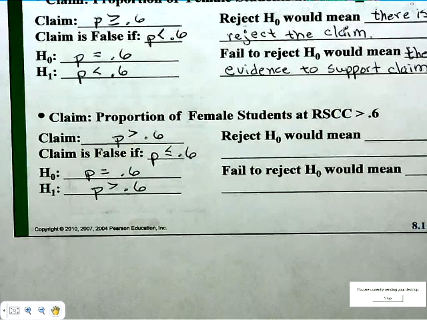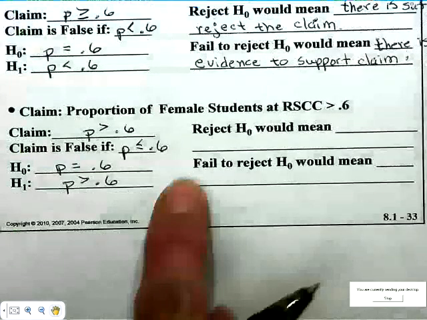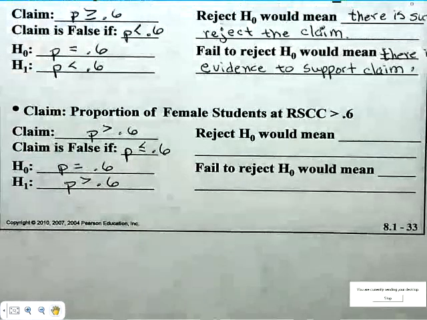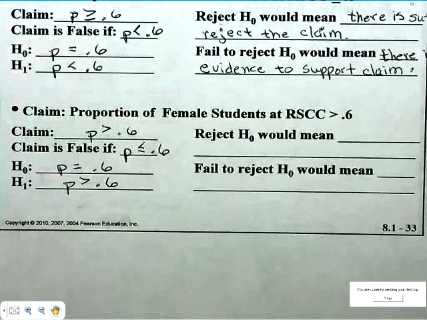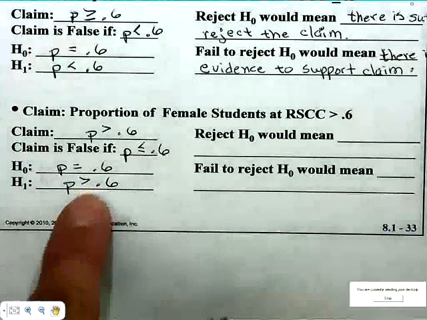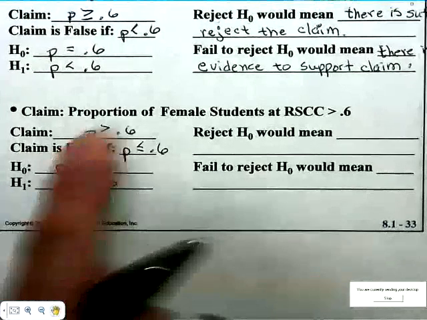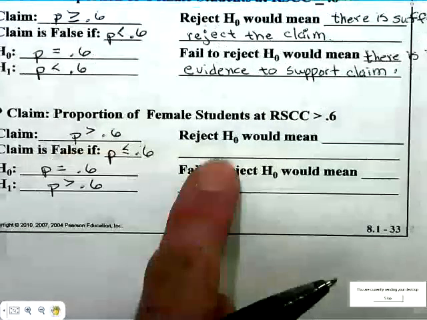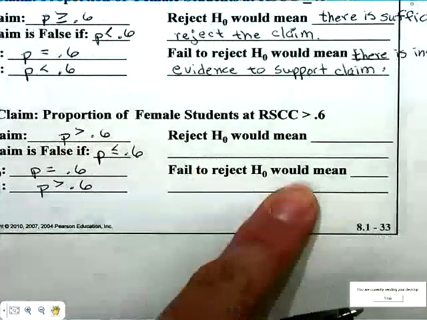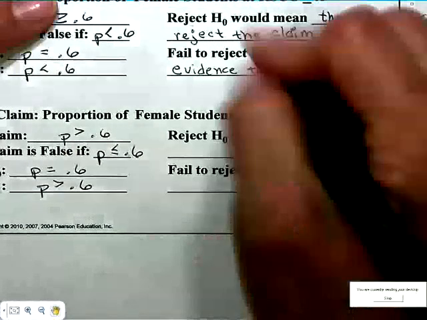All right, so what if the middle comes back, reject the null hypothesis? What does reject the null always mean? Accept the alternative. And what is the alternative? This. And what's the claim? That's the claim. In this case, the alternative was the claim. So rejecting the null would mean what about the claim? That it's right. There's sufficient evidence to support the claim.